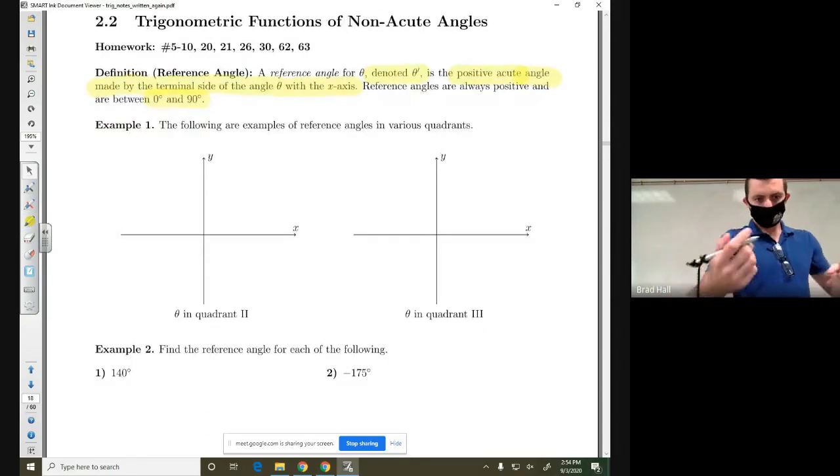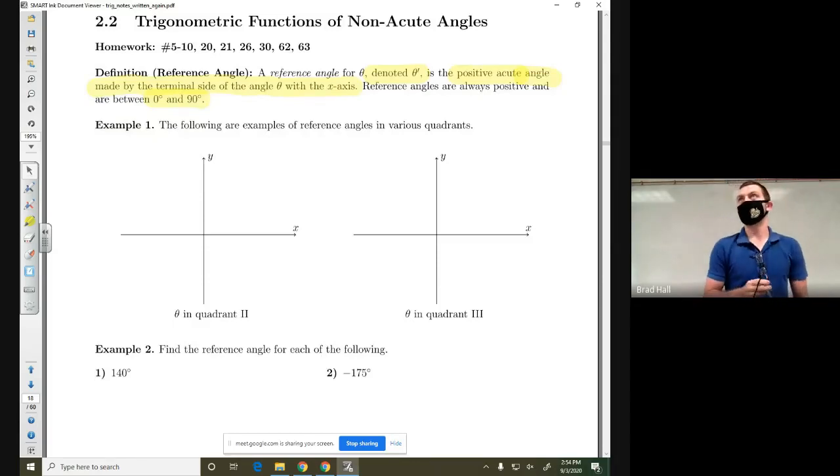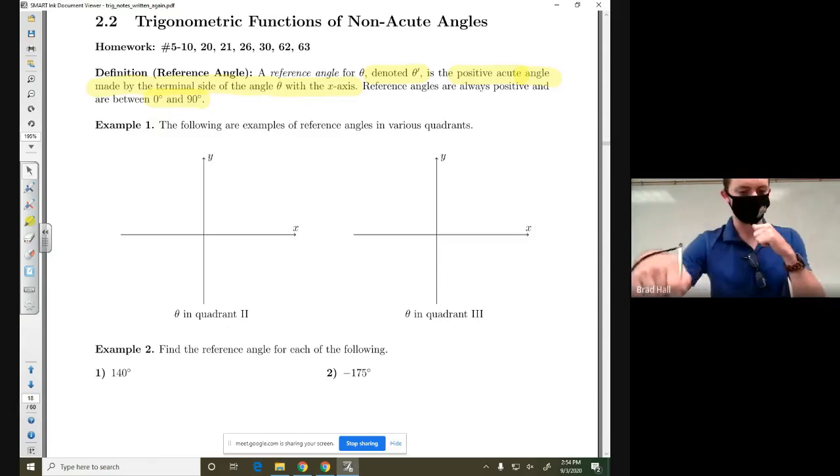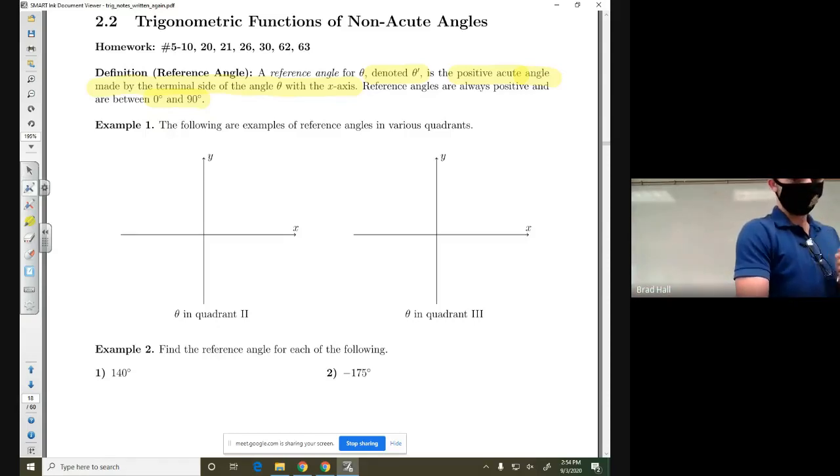If it's always positive and acute, does that mean it's always in quadrant 1? Well, if we were to draw the reference angle off to the side, then that would be in quadrant 1. Let me show the first two examples here, and then you can ask me that question in that case. So here I'll give an example of an angle in quadrant 2.